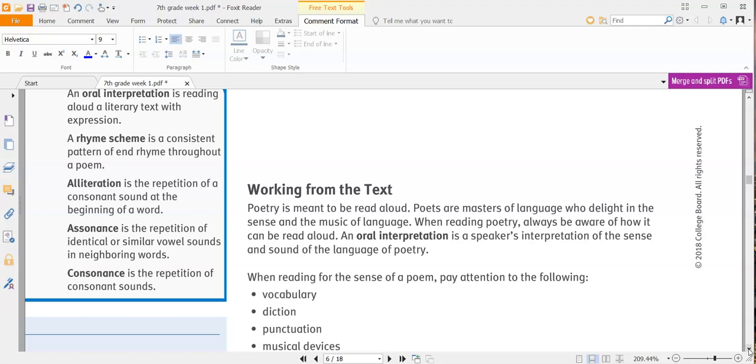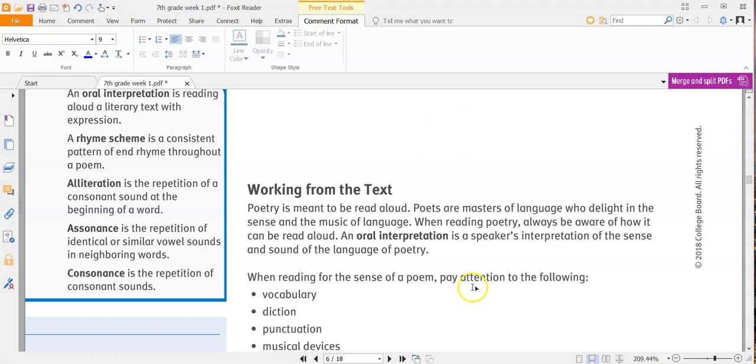All right, and then consonance is the repetition of consonant sounds, which would be like "pluck chicken." You have that representation of the CK sound, the k, in the middle of chicken and at the end of pluck. So that's what each of those words means.